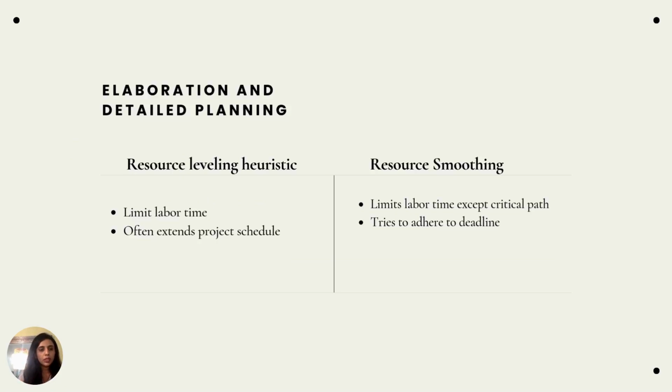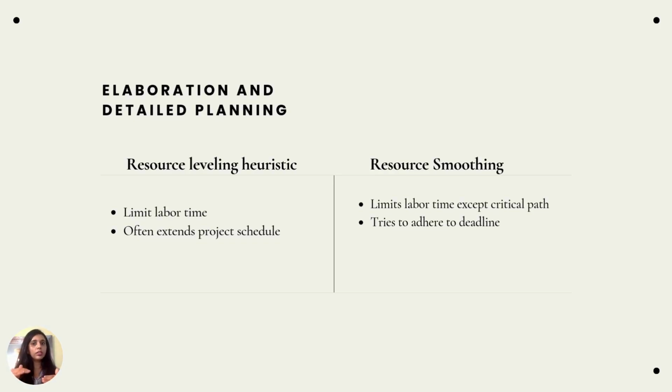Let's move on to resource leveling and resource smoothing. When you see these terms, these 2 terms are very important to understand. You don't need to mug them up, just understand these 4 points. Resource leveling is nothing but limiting labor time. For example, there are a few industries where the employee cannot work over a certain time. For example, in the aviation industry, captains or crew members cannot work more than, say, 40 or 50 hours per month.